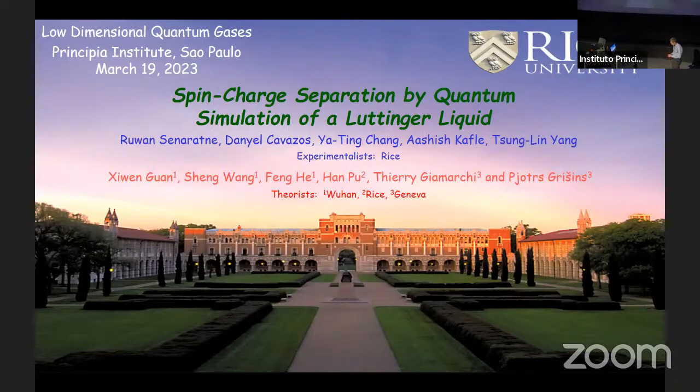And the people in blue, I'd like to acknowledge, and I'll acknowledge them again with their picture at the end. Ruin Senarate is a research scientist in my group. Daniel Cavazos was recently a graduate student. He's now graduated. Yateng Chong is working in a quantum computing company. Ashish Kafli is still in the lab, and Sunglin Yang is working for Google. And the people in red are our theoretical colleague, Jiwen Guan and his group, as well as Han Pu, my colleague at Rice University, which this is a picture of.